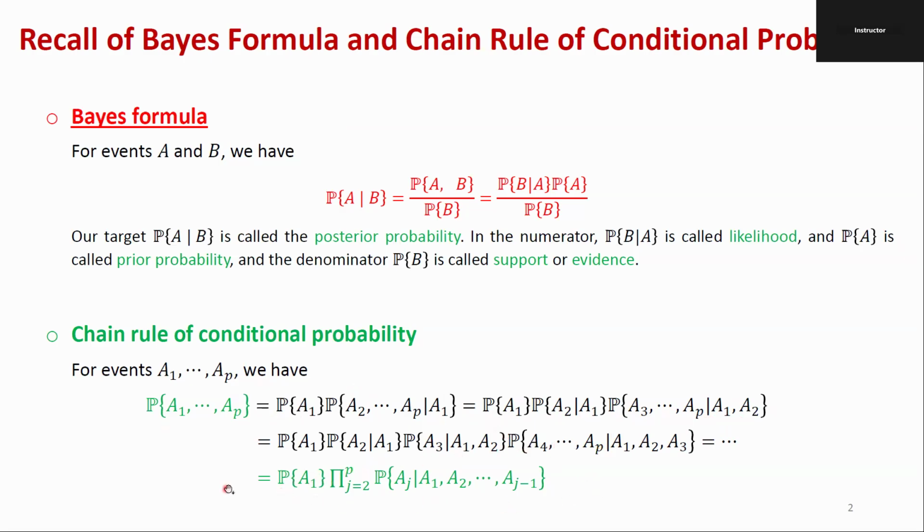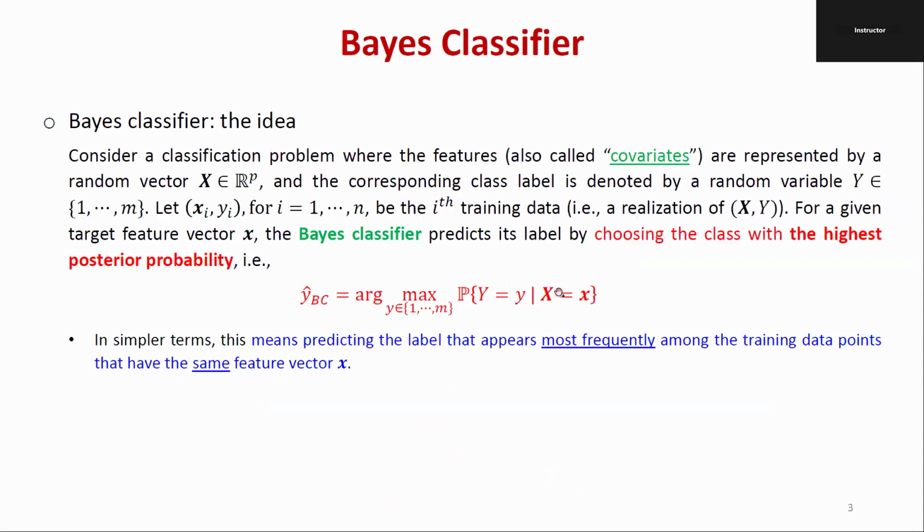Finally, I will have this formula: I take PA1 out, and for all the other terms I will have a product. I hope everybody is familiar with the product notation pi and the summation notation sigma. That means I'm going to have PA2 given A1 times PA3 given A1 and A2, and so on until the last item, which is PAP given A1, A2 till AP minus 1. So that is the chain rule. We will use this several times in today's class.